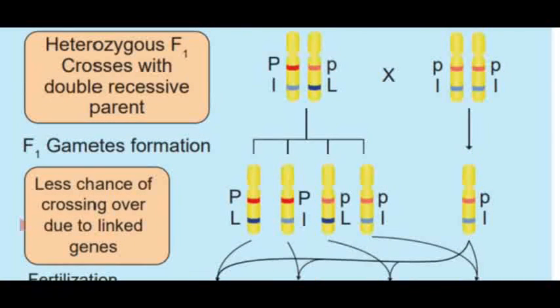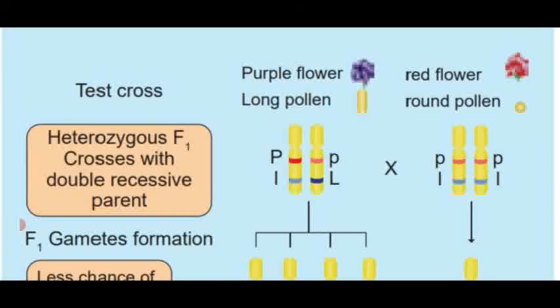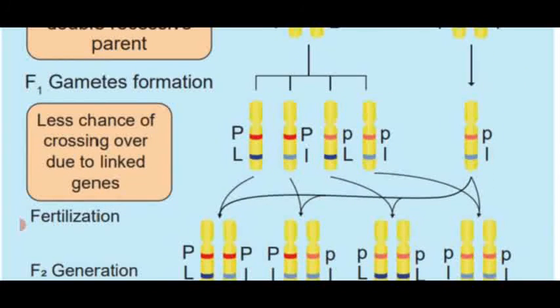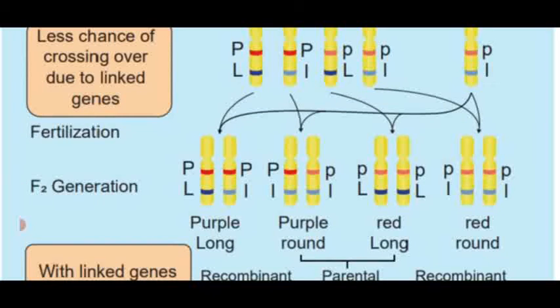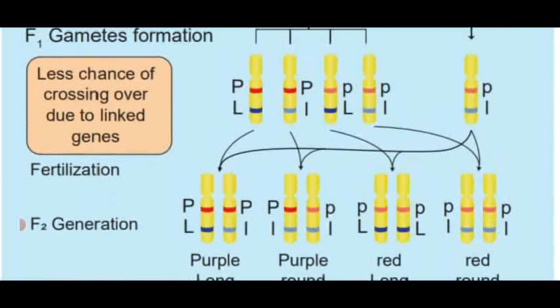So the F1 gamete formation is capital P capital L, capital P small l, small p small l, small p capital L. That is the gamete from the F1 generation. Then the recessive parent has only one, small p small l. They are crossed together. There is less chance of crossing over due to linked genes. Here also the same condition applies, even though we are exchanging the parental character. Here also the crossing over process is very less in linked genes.